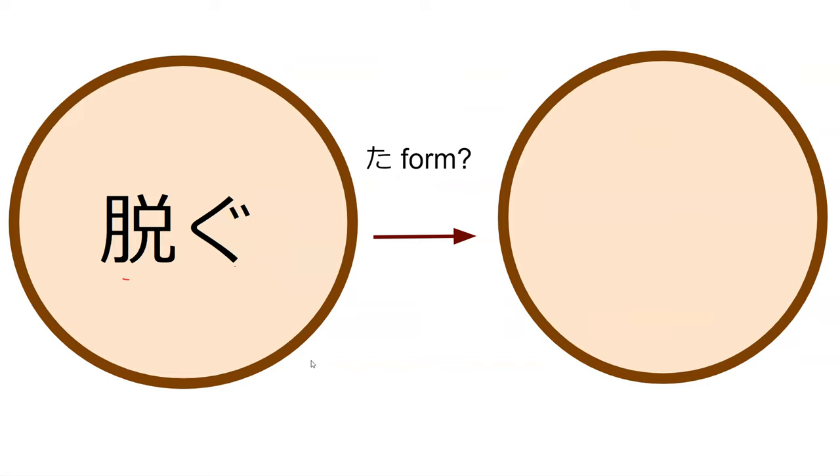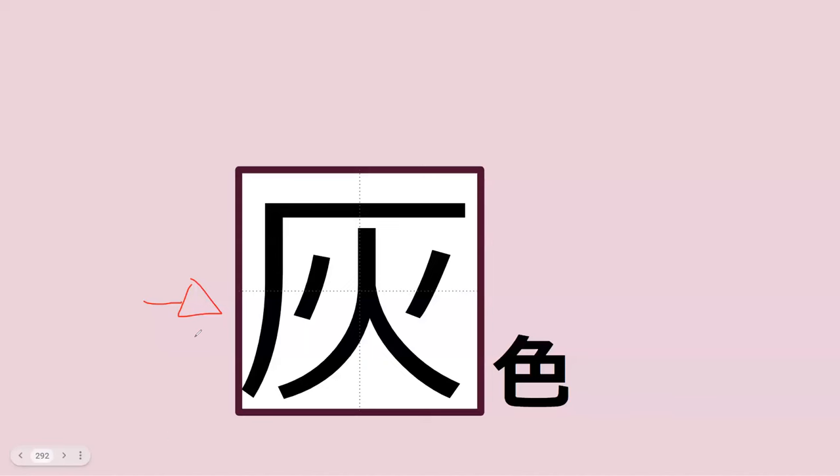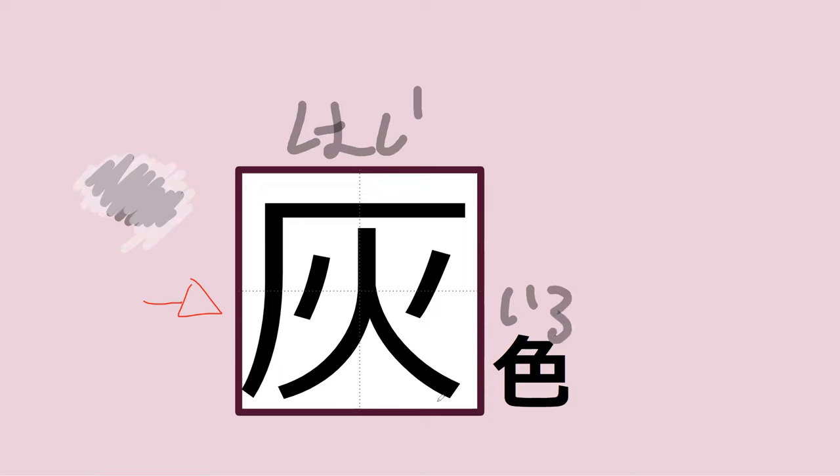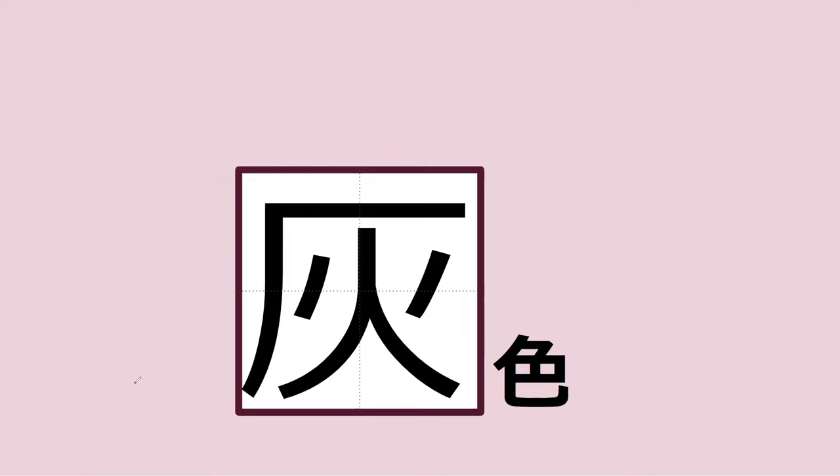Nuida. Do you happen to know this? This is a color. Yes, we had this kanji before, color, but not with this reading. This right here is hai from hairo, which is gray. Hairo. So it's a long E right here. Perfect. I completely forgot the other reading from several lessons ago.